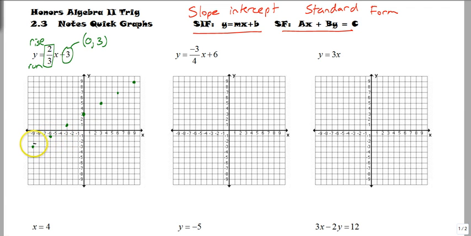Alright, and there we go. The reason why I put as many points as possible is it makes the line look a lot nicer when you graph it. Now, I'm not the best at graphing lines, but that was actually not that bad. And there's our line, our quick graph.